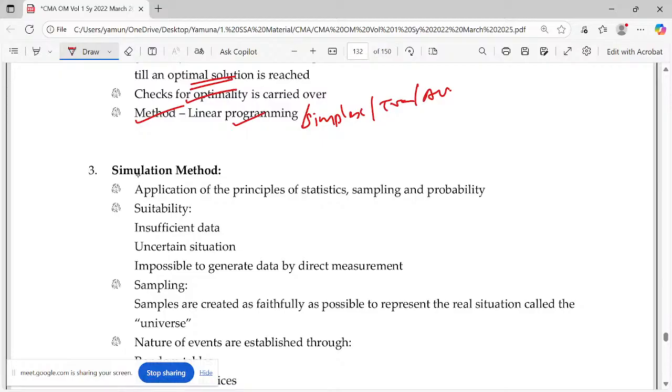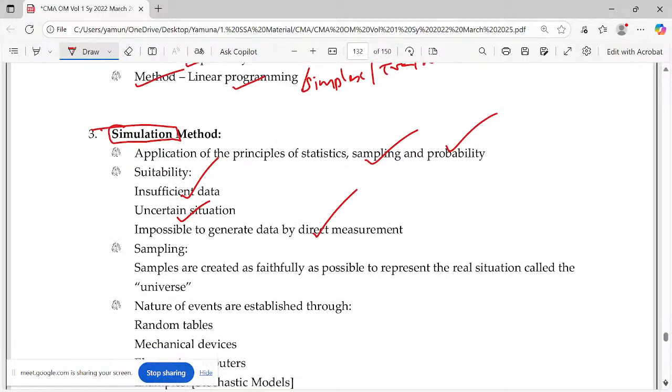And the third method, the beautiful method, is the simulation method, where we completely use the concept of sampling and probability, because we are going to work in an uncertain environment. The situation is not certain and the data is not sufficient, so we cannot follow it by measurement. So we have to go for the sampling and probability side.